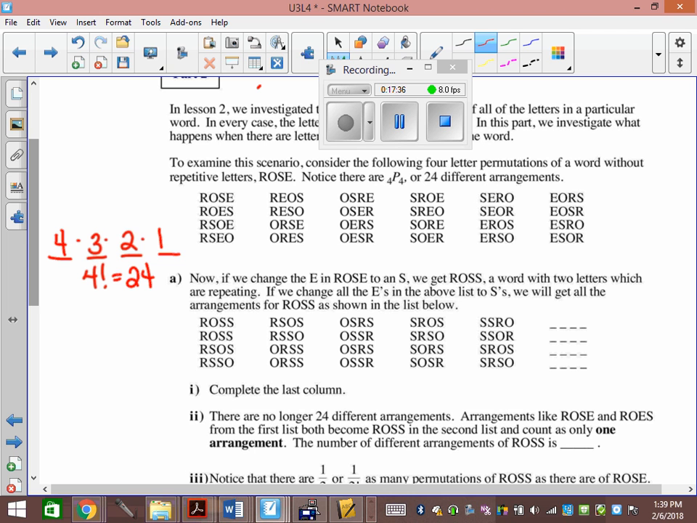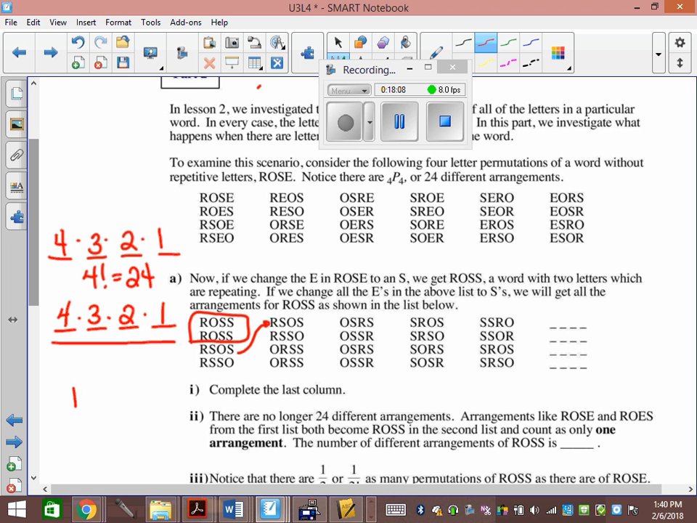But now, instead of getting rows, because every word we've had so far has not had doubling letters or tripling letters, instead of having rows, we have Ross. So in the top, we treat it just like and pretend that all the letters are different, right? So it's still going to be the same, 4 times 3 times 2 times 1. But they're not all the same. These two words actually look exactly the same, don't they? And then this one and this one look the same, right? So what we do is we divide by our doubling letters.